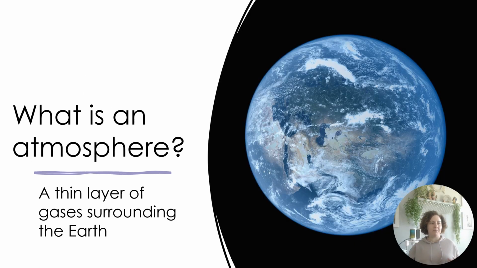So what is an atmosphere? We are not the only planet that has an atmosphere. An atmosphere is just a thin layer of gases surrounding a planet. In this case, we're going to talk about Earth. So this is the thin layer of gases that surround our Earth, constantly around us. We don't see them because we don't see gases, but it is what we breathe in. It's the wind moving, all that sort of stuff.